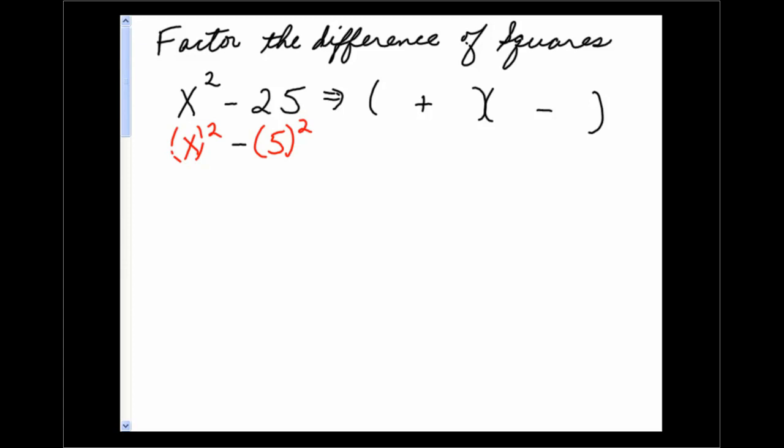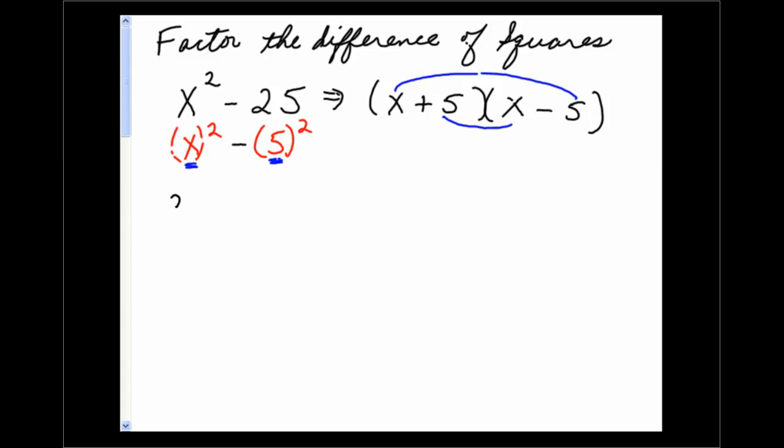The first term inside these binomials will be the x, because x squared is a perfect square for x. The second term in the binomials will be the 5, because 25 is a perfect square for 5. Always check your work by FOILing, and here we would see the outside and inside terms are additive inverses and add up to 0, which is why the difference of squares only has two terms.